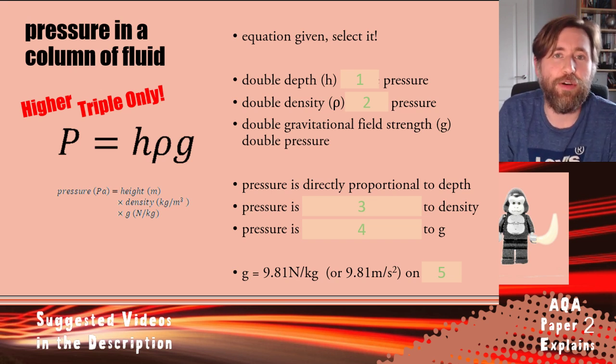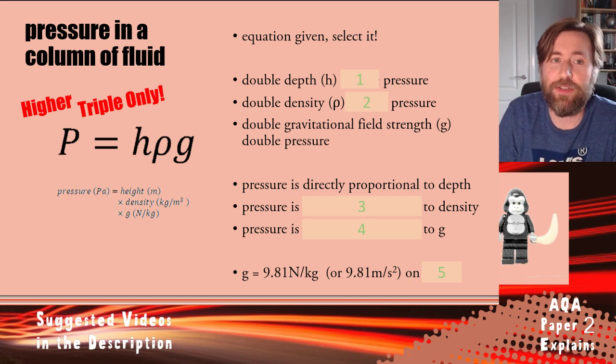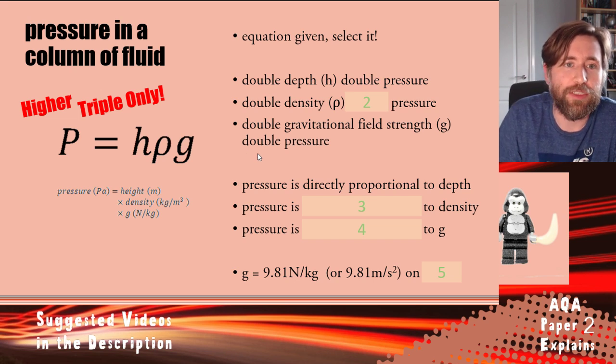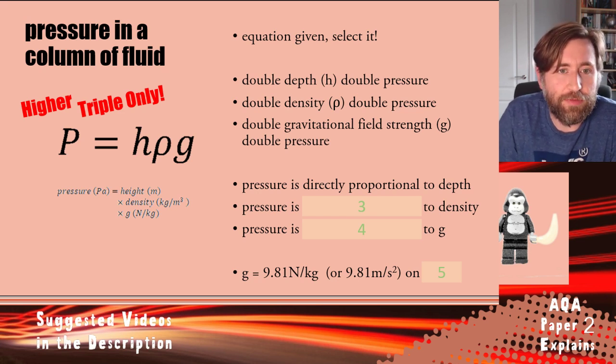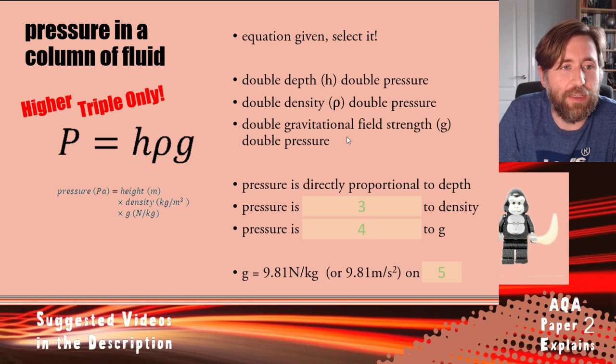This is about pressure in a column of fluid. There's the equation, it's given to you. You just need to select it. It basically says if you double the depth, then you double the pressure. If you double the density, you double the pressure. This is in a column of any fluid, like a liquid or a gas. If you double the gravitational field strength, you double the pressure. Obviously, you can't change that here on Earth.